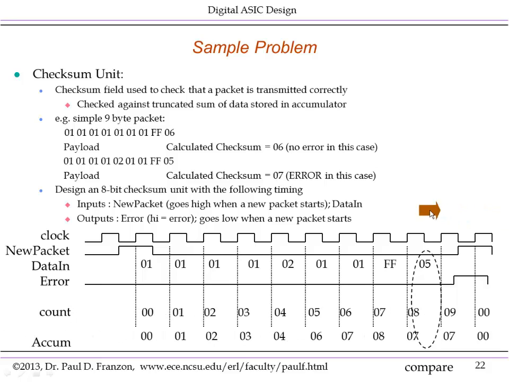So this is illustrated at the bottom here. I'm going to have a counter and I'm going to have an accumulator. The counter is set to 0 when new packet is high, as is the accumulator. As I count through the packets, the accumulator keeps adding the data in to the current value of the accumulator.